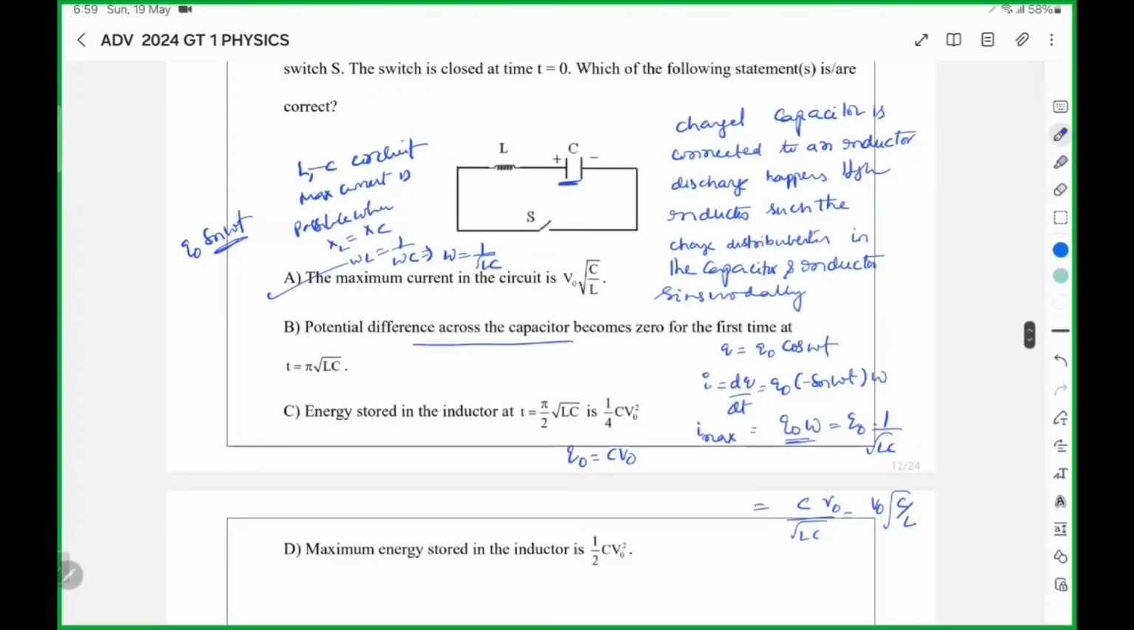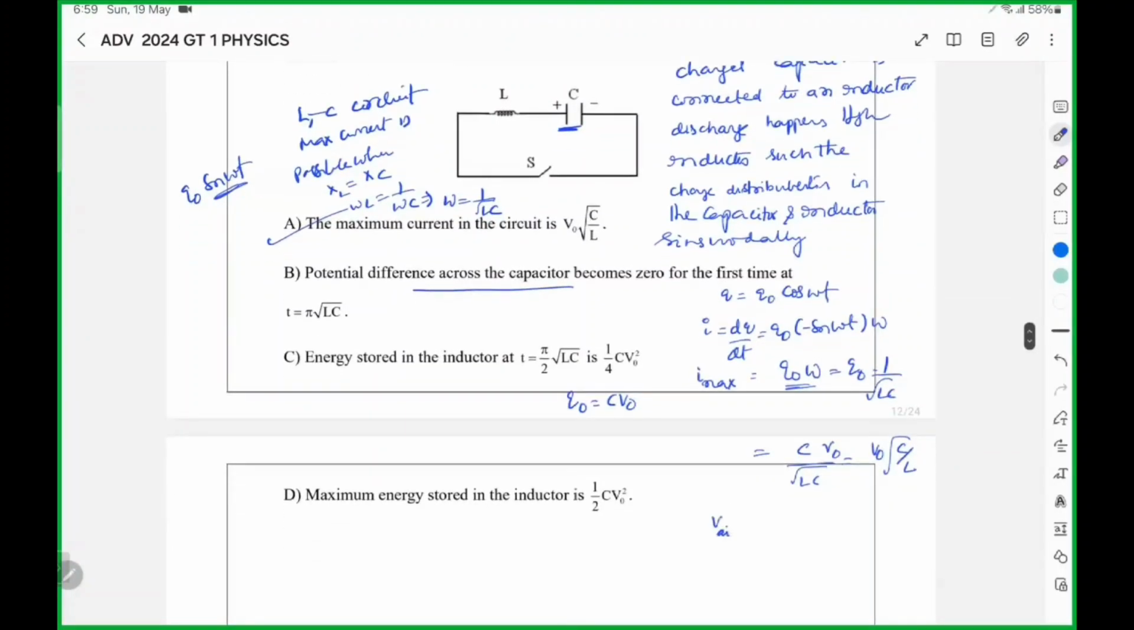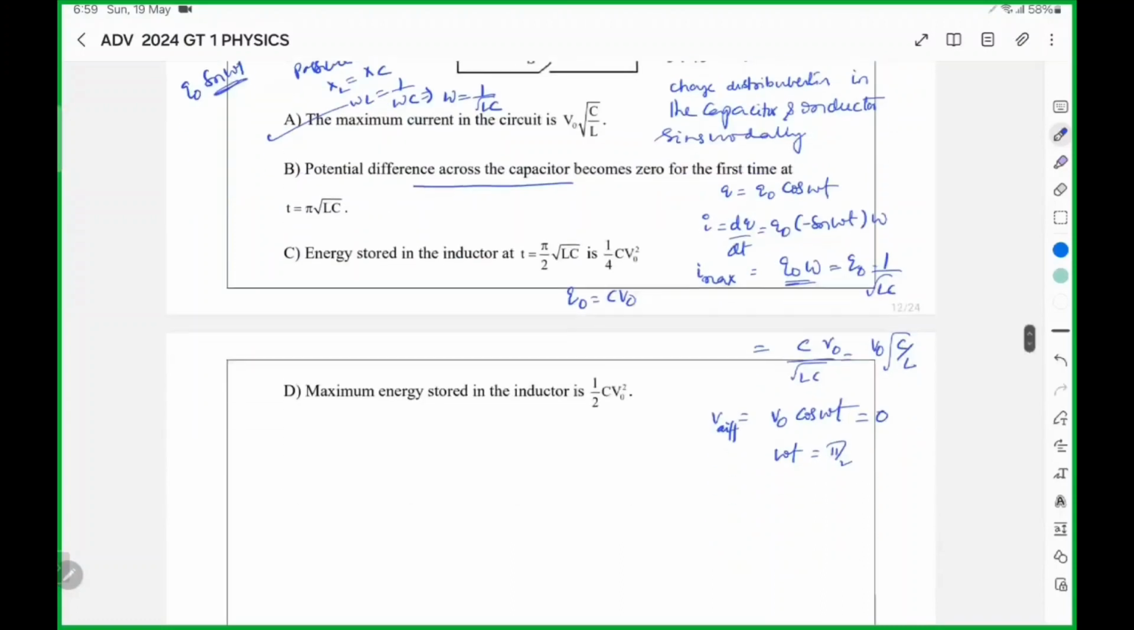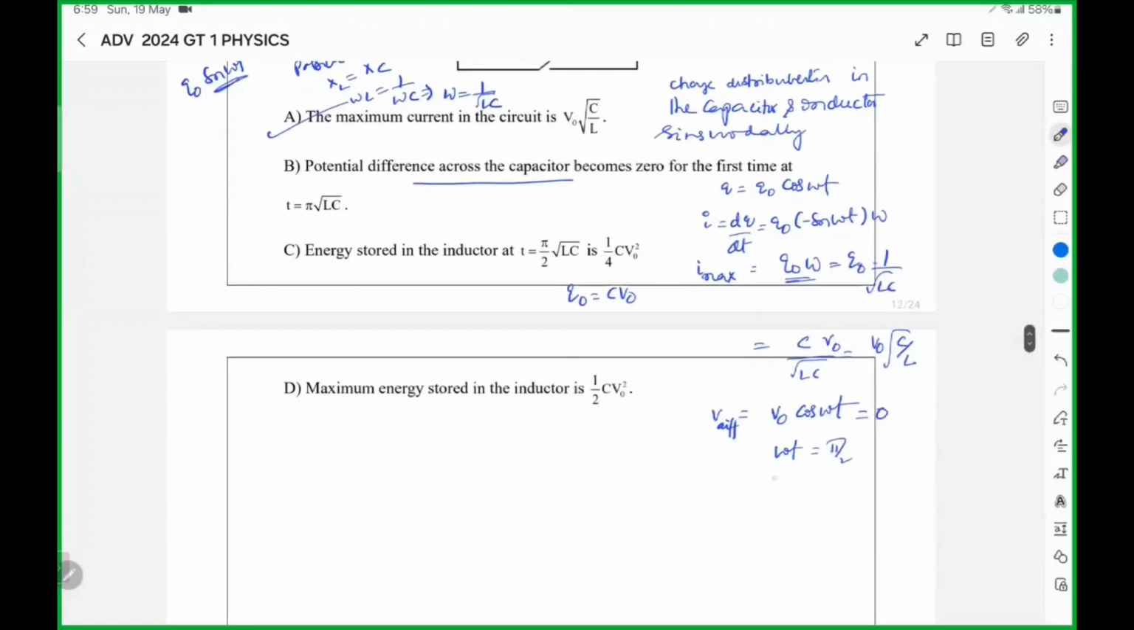And potential difference across capacitor will be V naught cos omega t, which is 0. That is possible when omega t is pi by 2. So omega is 1 by root LC into t. Here is pi by 2. T will be pi by 2 root LC. Given pi root LC, it is wrong. So at t equal to pi by 2 root LC, V becomes 0 in capacitor.